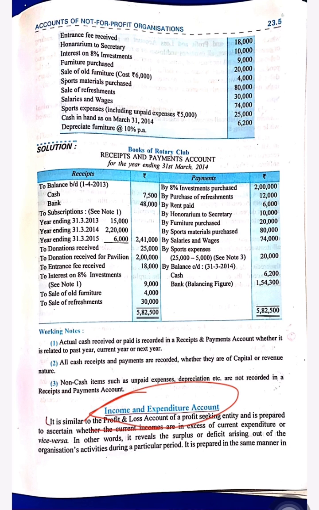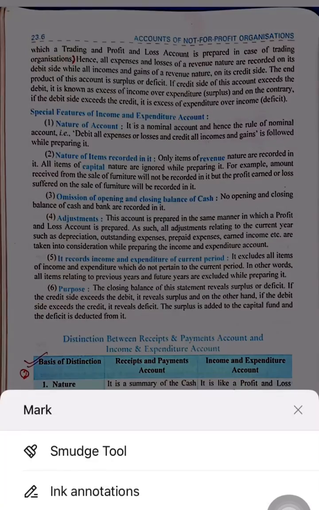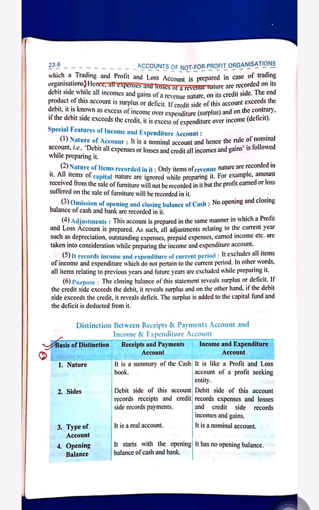It is similar to the profit and loss account of a profit-seeking entity and is prepared to ascertain whether the current incomes are in excess of current expenditure or vice versa. In other words, it reveals the surplus or deficit arising out of the organization's activities during a particular period. It is prepared in the same manner in which a trading and profit and loss account is prepared in case of a trading organization. It means income and expenditure account is similar to profit and loss account.